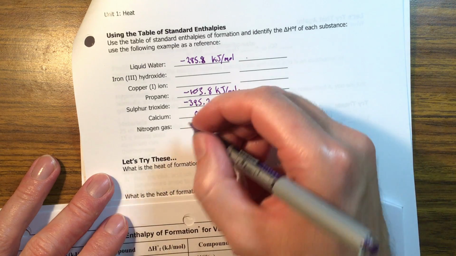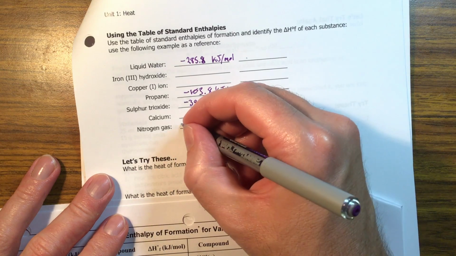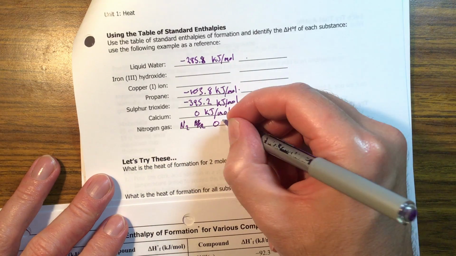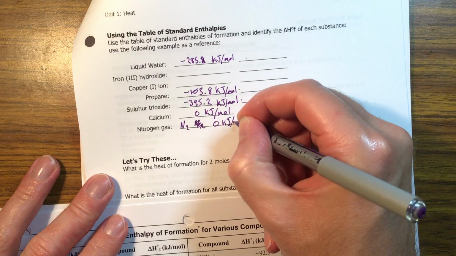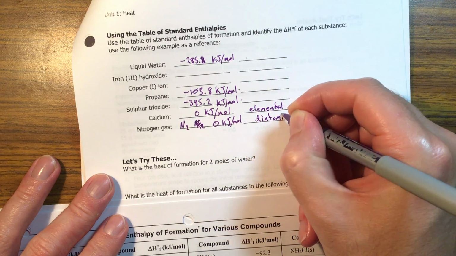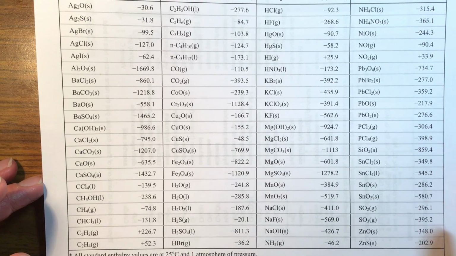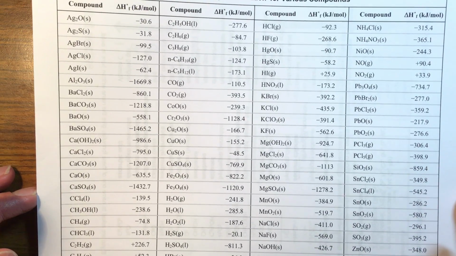Strangely, nitrogen gas, N2, also has 0 kilojoules per mole because it's naturally diatomic. Right? You don't find any N2 on here. You don't find any O2 on here. You don't find any of the diatomic substances.